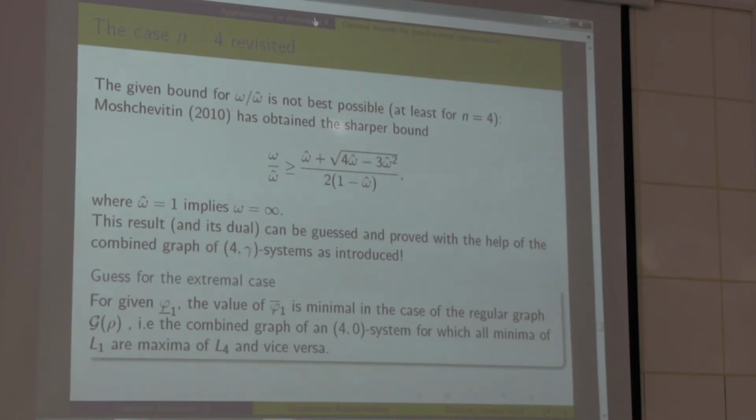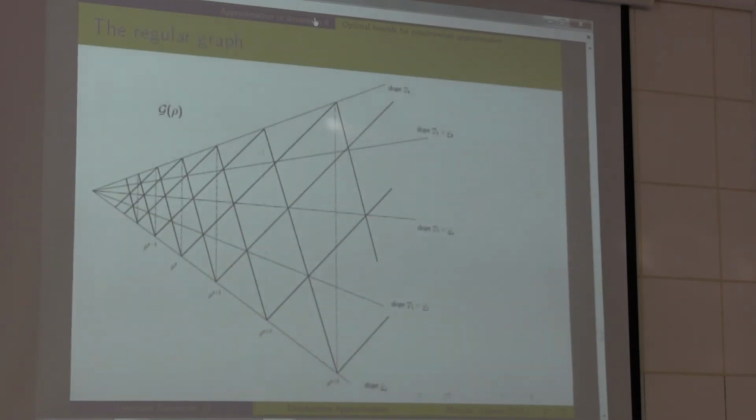The guess is that for the extreme case, and this should be the extreme case if this is a good estimate, for given phi sub 1 underlined, the value of phi sub 1 overlined is minimal in the case of what we call a regular graph, which is the combined graph of a 4-dimensional system for which every minimum of L sub 1 corresponds to a maximum of L sub 4 and vice versa. Refer to the slide with a picture of a regular graph in this case.